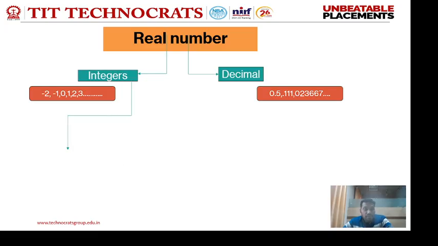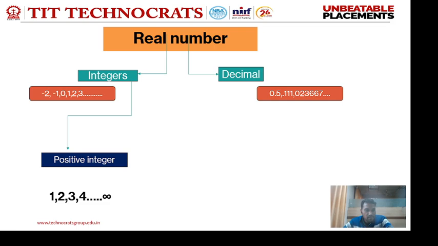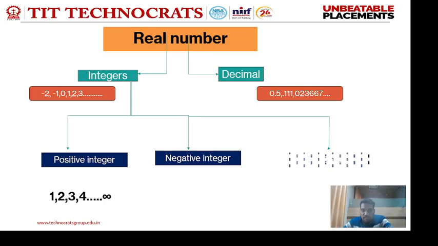So integers are positive integers and negative integers. Positive integers are 1, 2, 3 to infinity, and negative integers are minus 1, minus 2, minus 3 to minus infinity. And 0 is never positive and never negative. 0 is a neutral real number. So a real number is a combination of positive integers, negative integers, and 0.